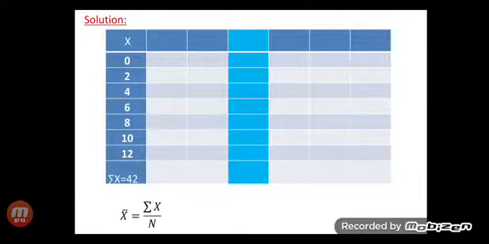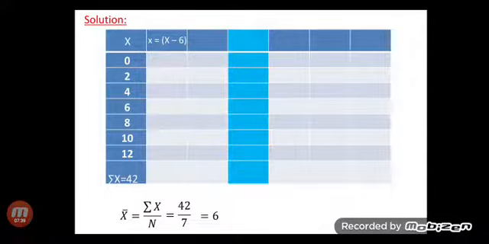Therefore x bar is equal to summation x by n, that is 42 by 7, which is equal to 6. Now we take the deviation small x as x minus x bar, that is 6. So we deviate the variable x from its mean value x bar, that is 6.